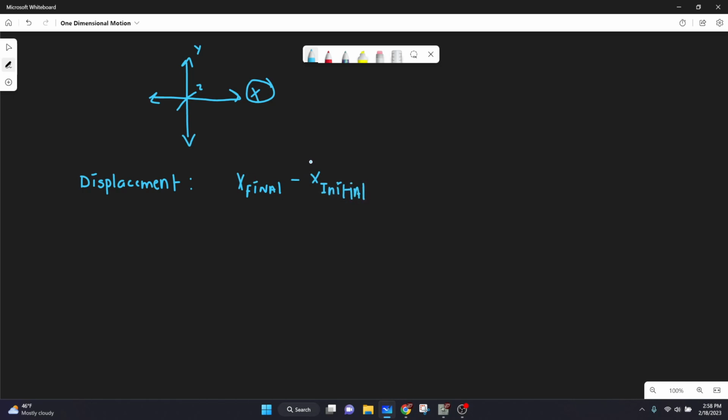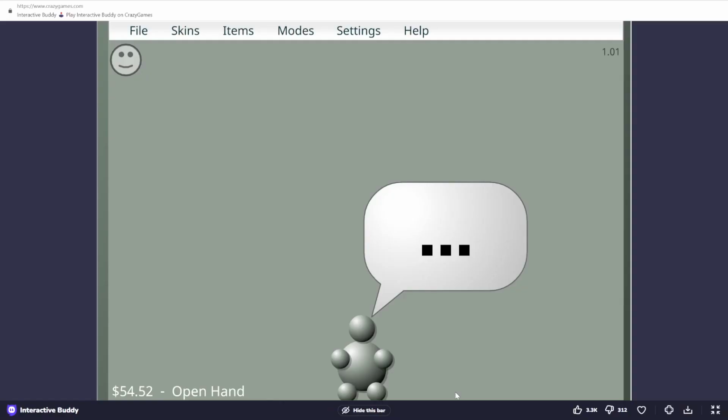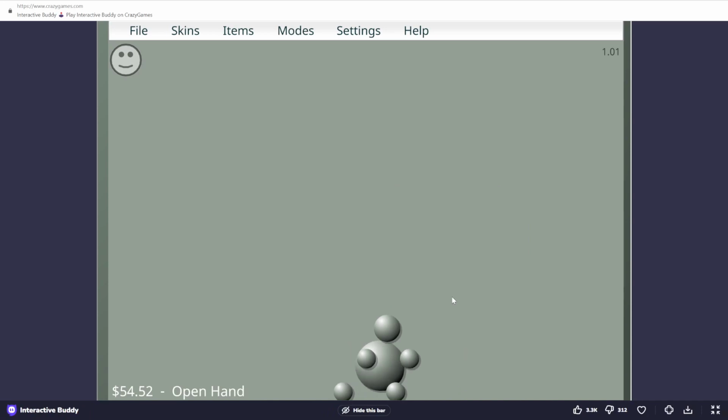And so if you think about it, I'll bring us to this little interactive where I have this guy here. We could say his initial position is right here, and if I move him over here, this is his final position. And so the distance between this position and his initial position is the displacement from here to here.